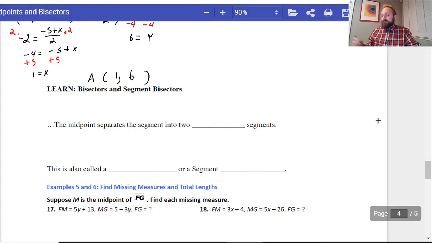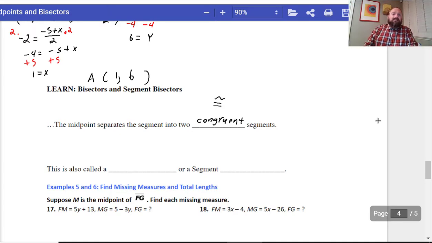So just to give you a hint, the midpoint separates the segment into 2 congruent segments. So let's write that in. Now, the symbol for congruent is this. So that means that they're equal in distance, but they're not the same because one's on the left, one's on the right. They're equal in distance value, but they're not the same, so they're congruent.